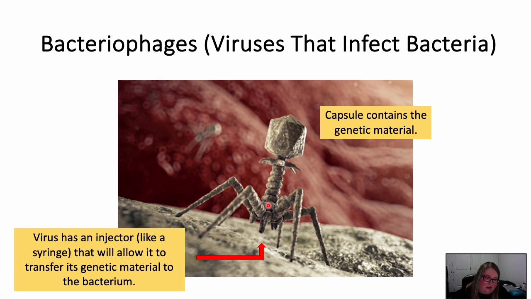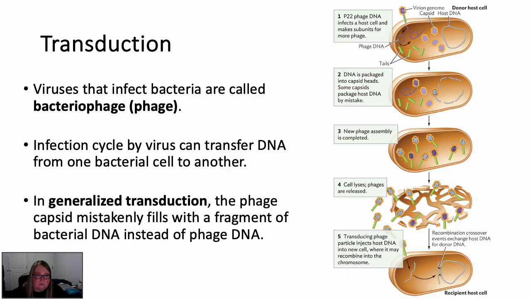They're going to have what is called the sheath. This is going to act like an injector on a syringe. They're going to attach to the bacteria cell. They're going to plant this injector into the membrane of the bacteria, and it's going to shoot the genome from the capsid through the sheath into the bacteria. This is going to allow it to transfer genetic material to the bacteria. So this is also going to be a way that we can transfer genes from one bacteria to another.